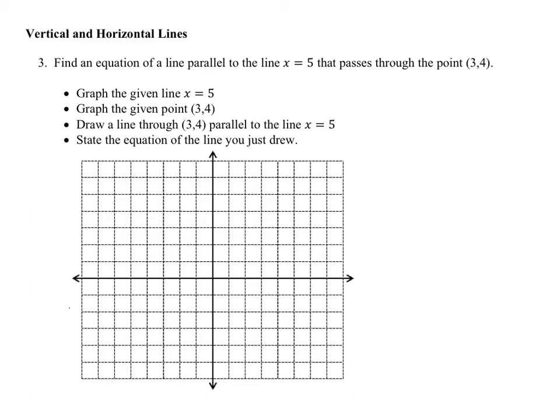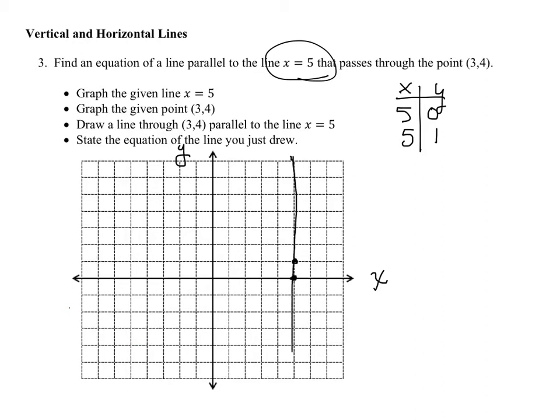All right, let's talk vertical and horizontal lines. So we want to find an equation of a line parallel to the line x is equal to 5 through the point 3, 4. So first I'm going to graph the given line x is equal to 5. And again, we can use a table, or if you're getting good at it, you can just graph it. X is always 5. Y is whatever it wants to be. So 5, 0. This is my little x-axis, my little y-axis. 5, 0 is right here. 5, 1 is right here. Oh, we have a nice vertical line.